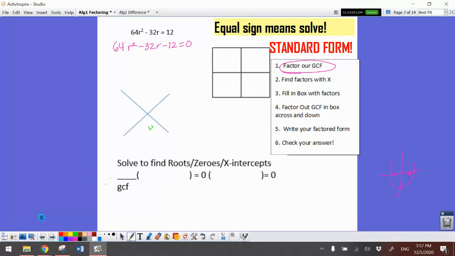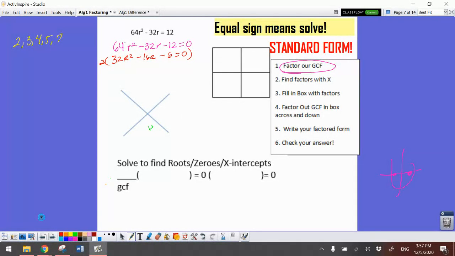So what number can I take out of 64, 32, and 12? Well, let's start by dividing by 2. Remember, 2, 3, sometimes 4, 5, and 7 are the key ones we want to focus on. So 64 divided by 2 gives me 32. 32 divided by 2, that's 16. And 12 divided by 2, that's 6. So that was dividing by 2.